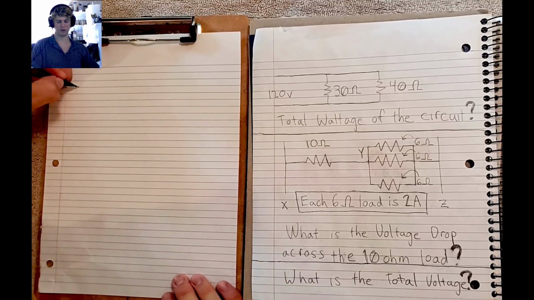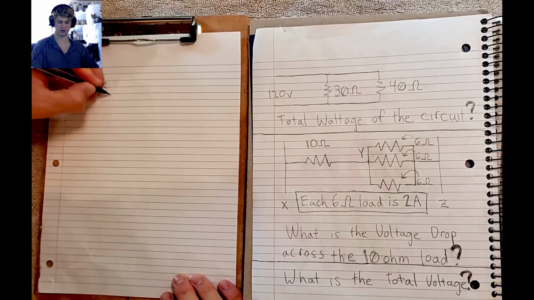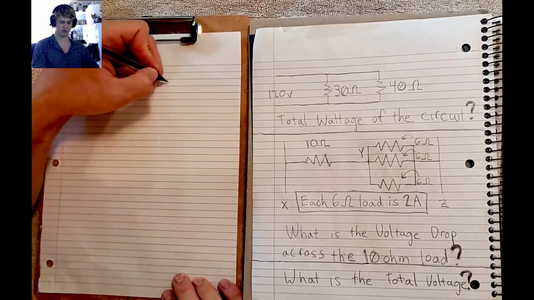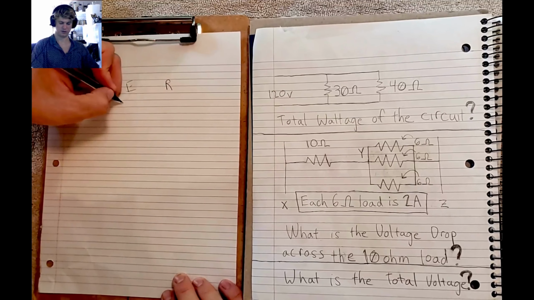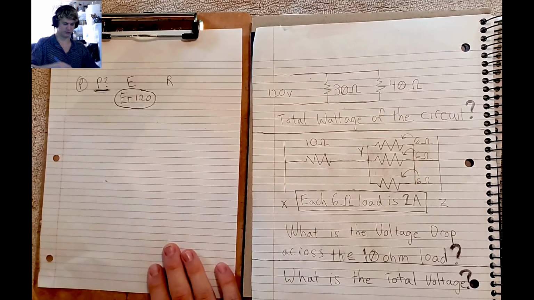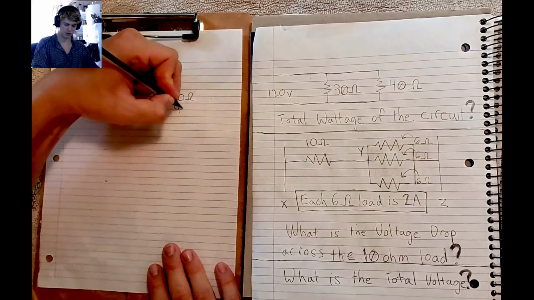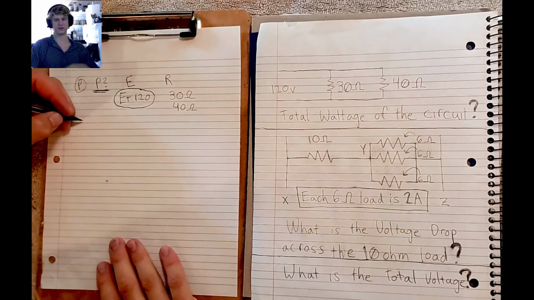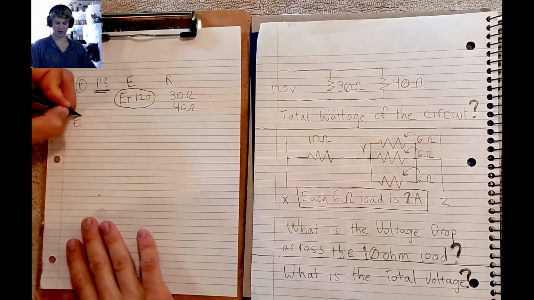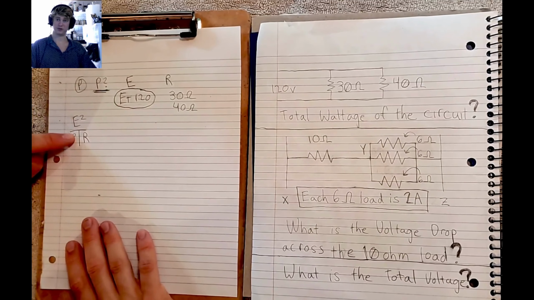Again, we're working with a parallel circuit, so I'll write the P and circle that. We want to find the power, so I'll write the question mark and underline that. We have the voltage, and we also have resistances. We already know that the total voltage is 120 volts, and we have two resistors: 30 ohms and 40 ohms. Now think of the same formula. I have P, E, and R, so E squared is P times R. Since I want power, I'm just going to do E squared over R.